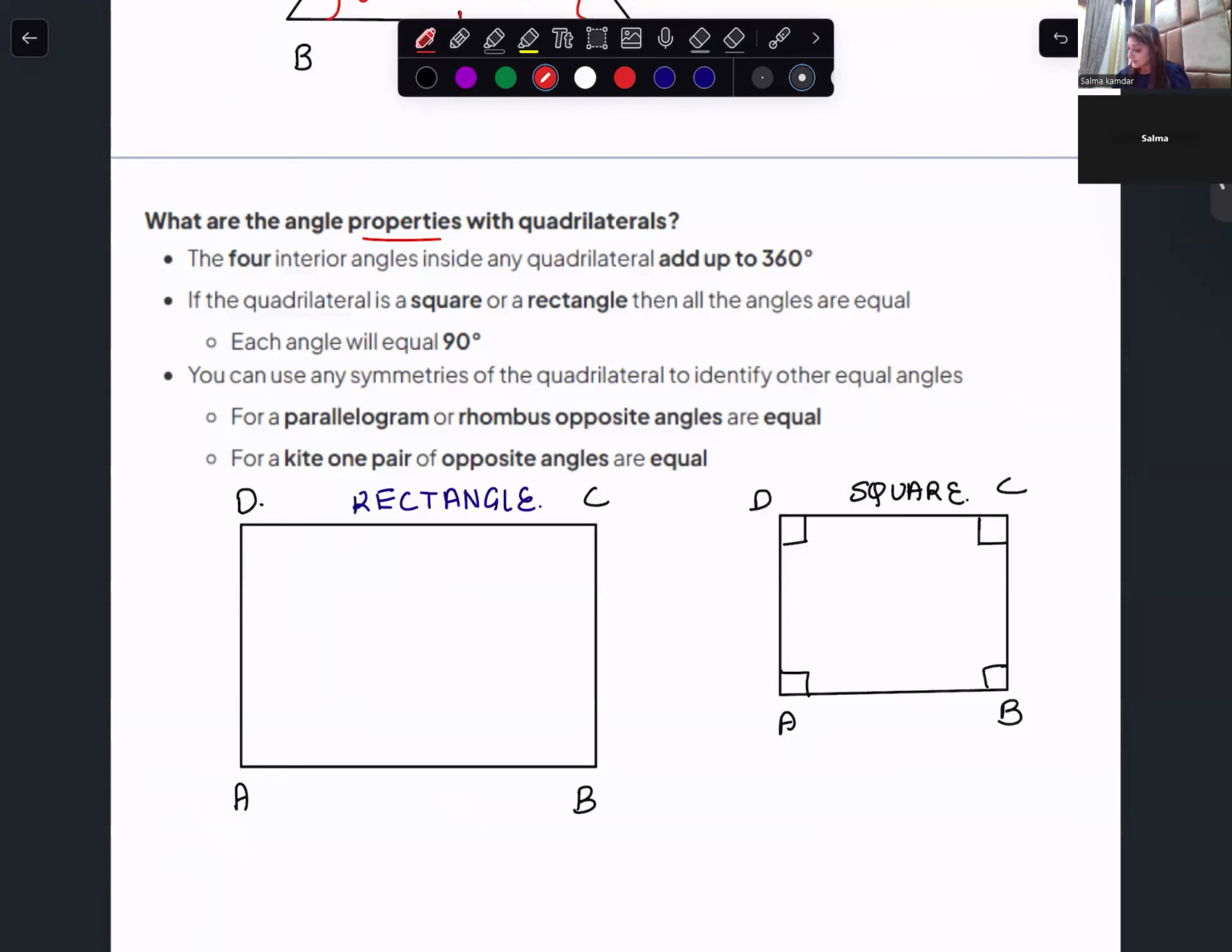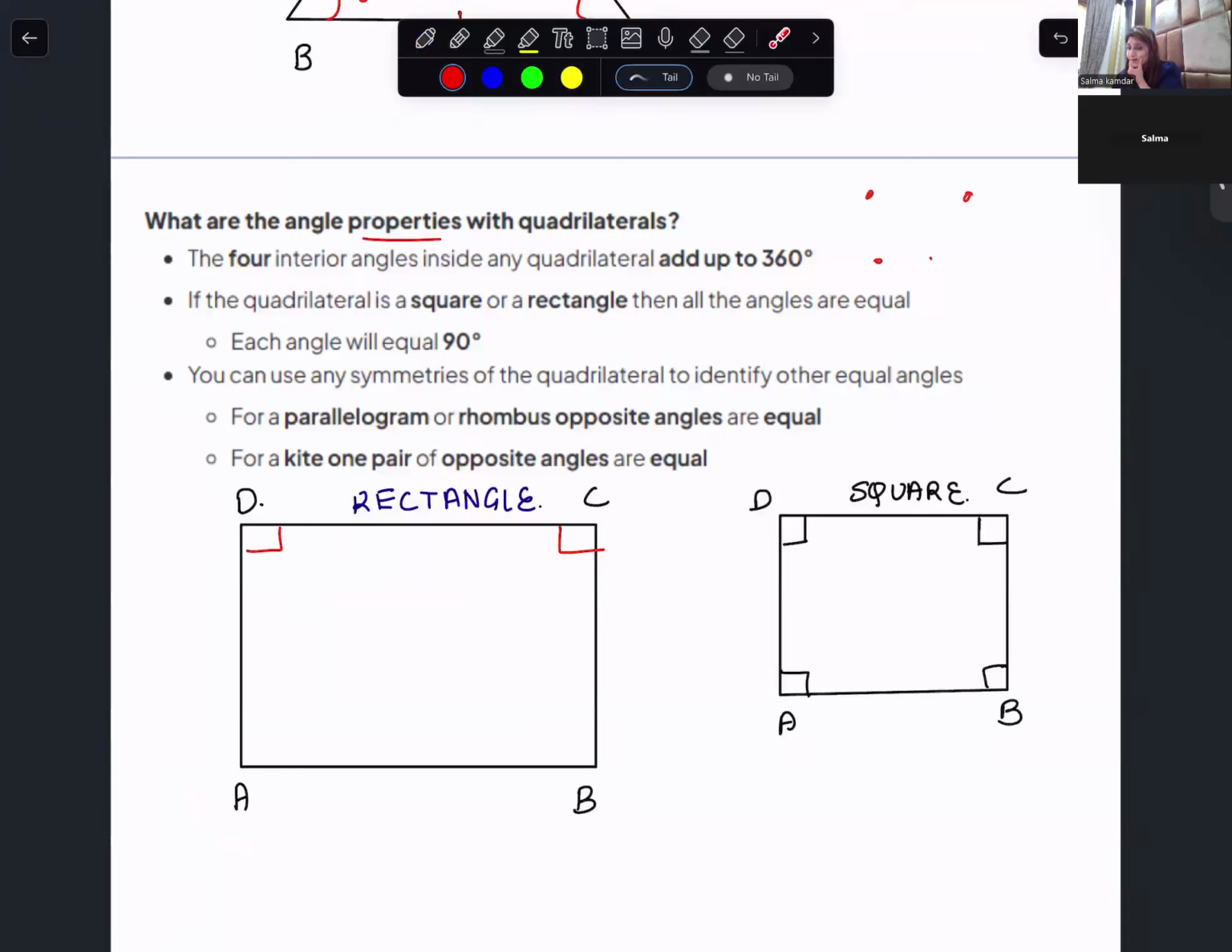The four interior angles of a quadrilateral. What is a quadrilateral? A figure that has 4 points. Anything that joins up with 4 points becomes a quadrilateral, whether it is a square, a rectangle, a rhombus, or a parallelogram.